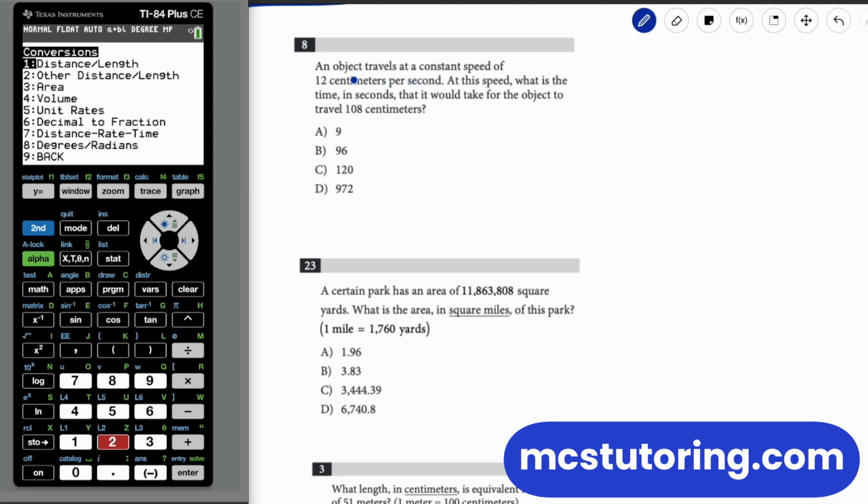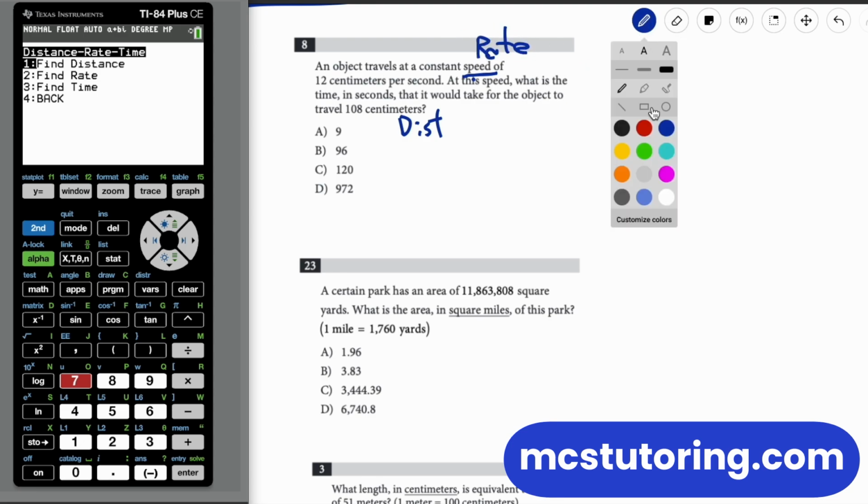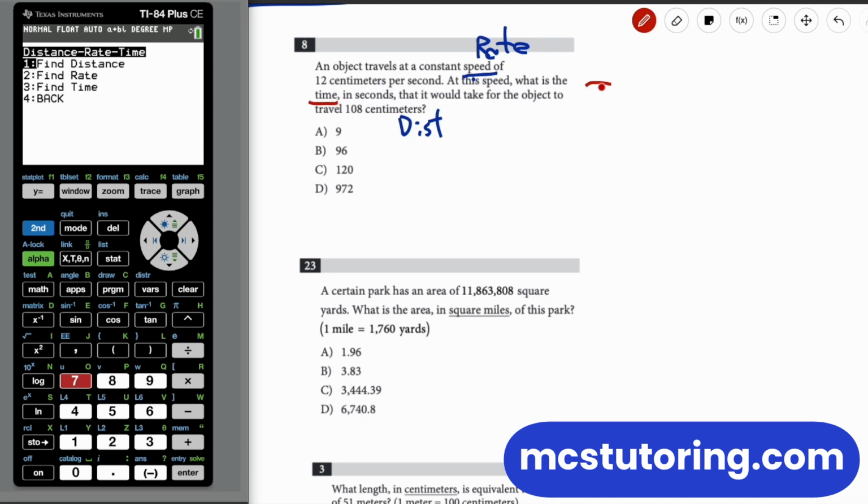Okay, now look at this. An object travels at a constant speed of 12 centimeters per second. At this speed, what is the time in seconds that it would take for the object to travel 108 centimeters? So speed is a code word for rate. So it's a distance rate time question. We've got speed, which is rate, and we've got a distance that we've traveled. What we're looking for, the unknown, I'll underline that in red, is time. And I'll circle time. So time is the unknown.